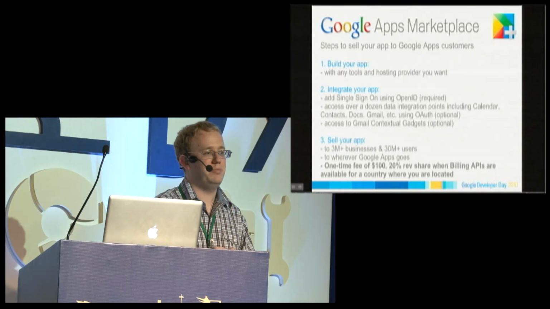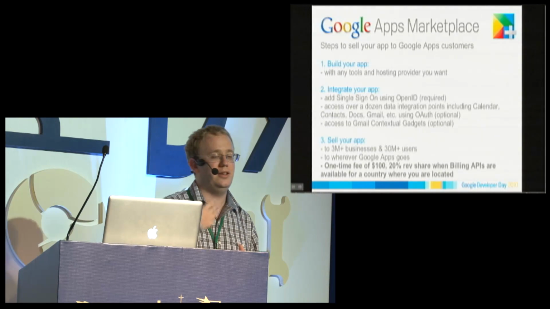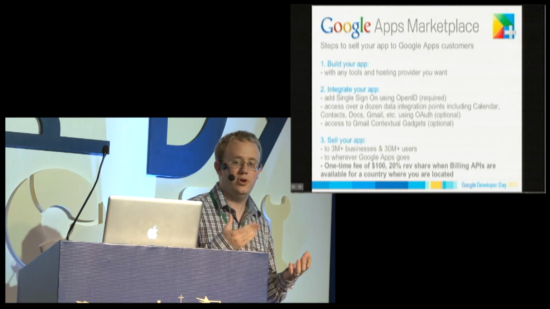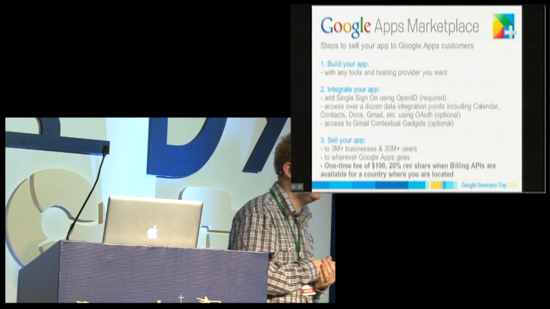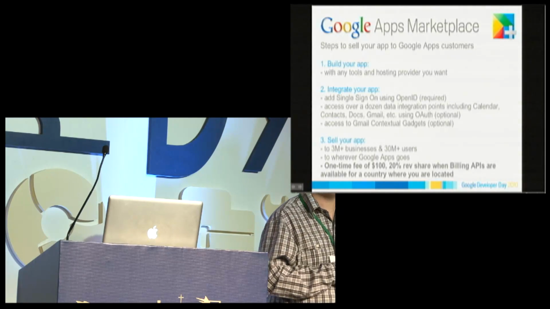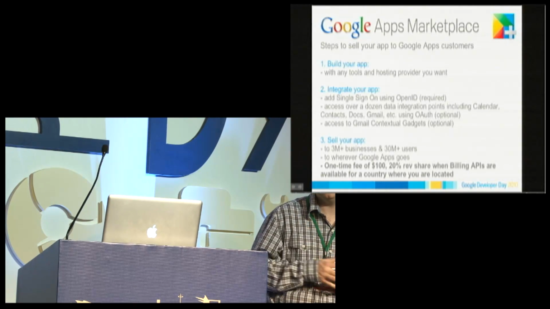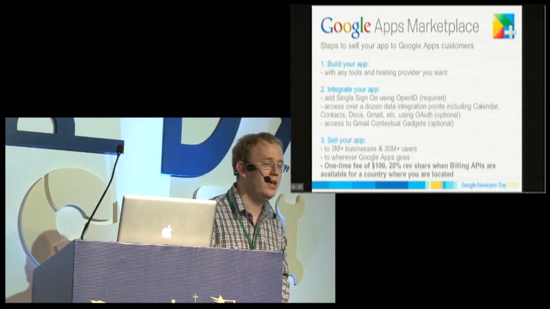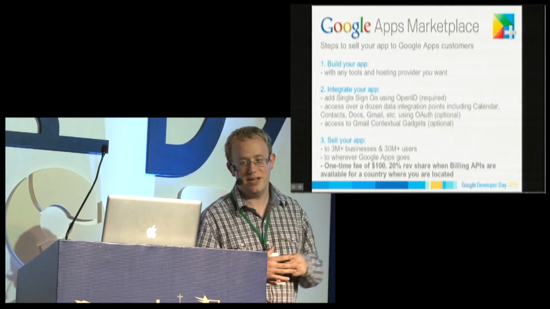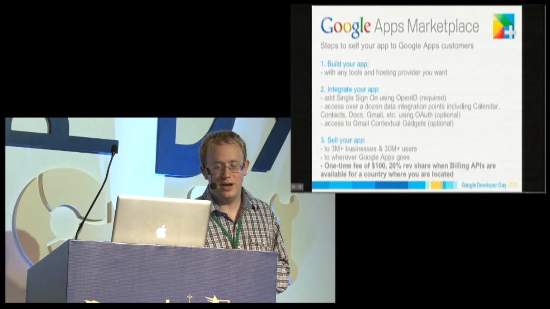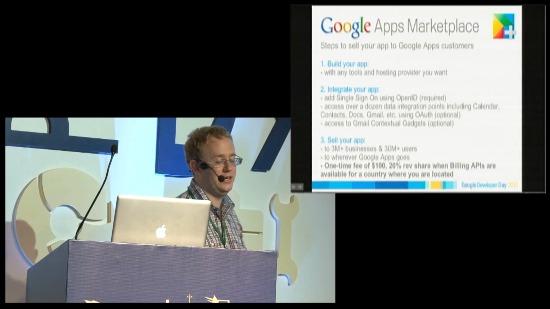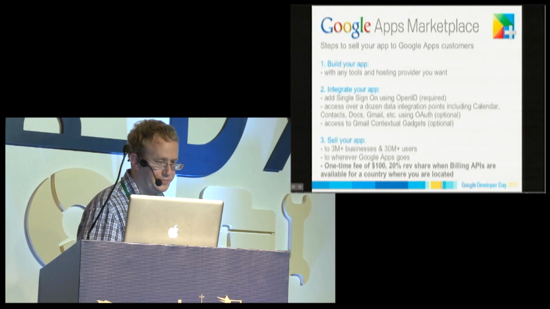Two, you integrate your application. After you build it, you want to integrate it with Google Apps. The first and only required method of integration right now is adding single sign-on via OpenID, and we'll see what that experience is here shortly. And you can also go to my next talk in this same room where I talk a little bit more about OpenID and OAuth and the different use cases.